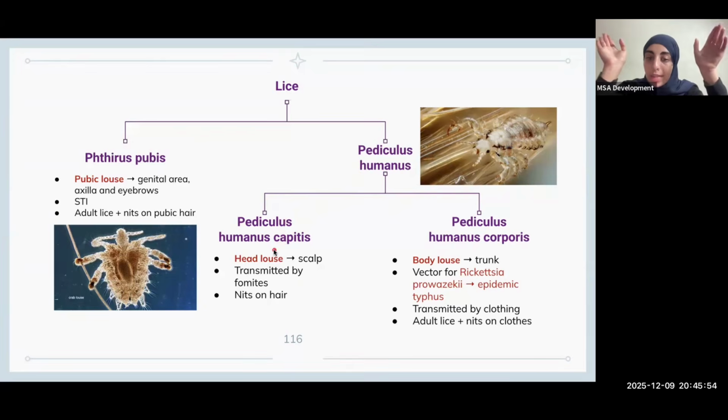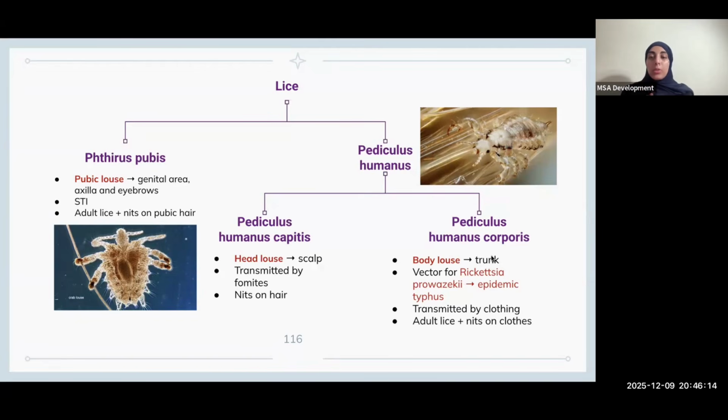Do you see the adult louse? Not really, because it's not very clear. It looks very similar to the hair, so it's kind of camouflaged. So you mainly see the eggs. But in corporis, you can see both. You can see the adult louse and you can see the eggs. And where do you see them? On clothes, okay? You don't see them on the body.